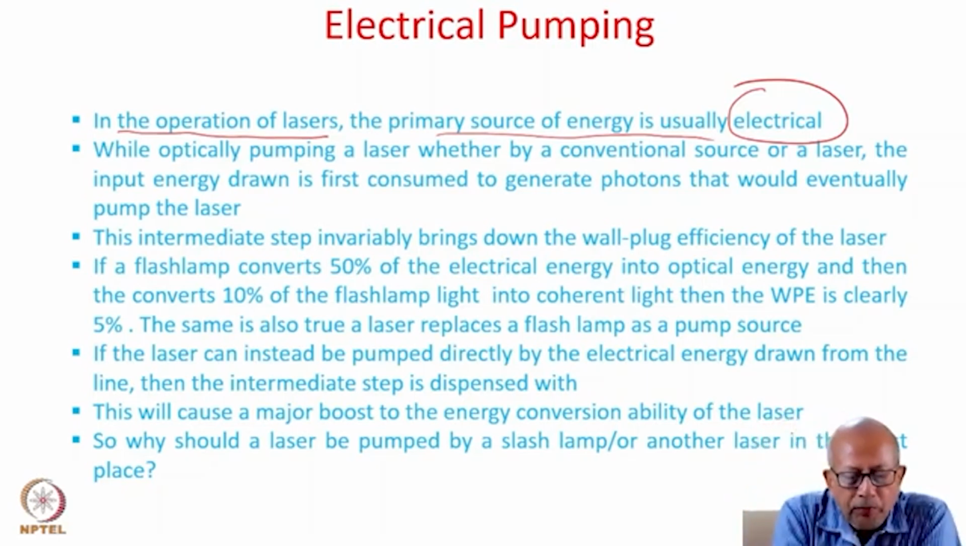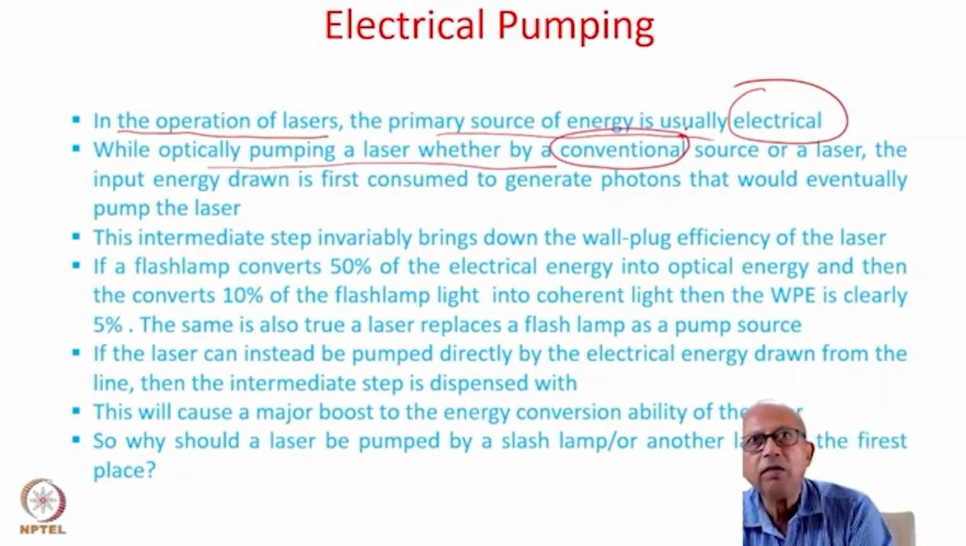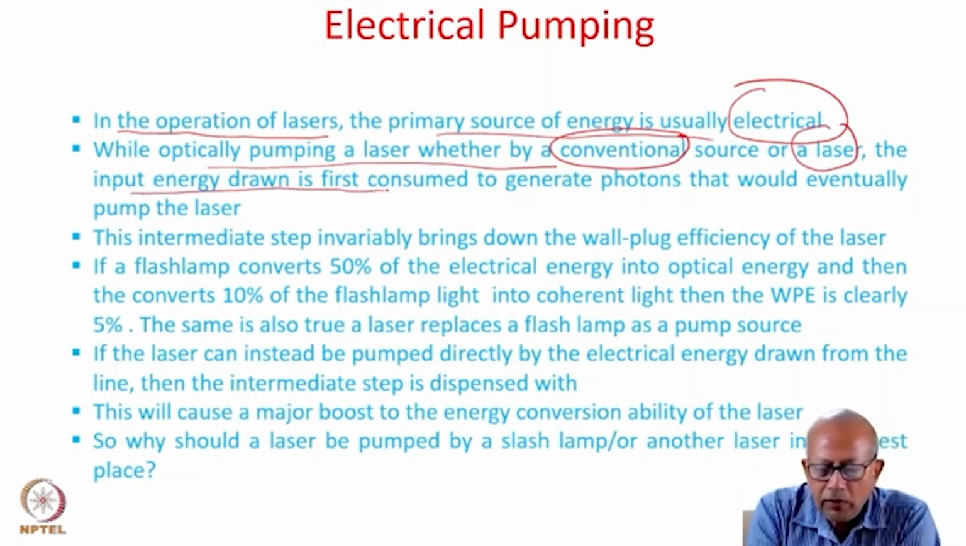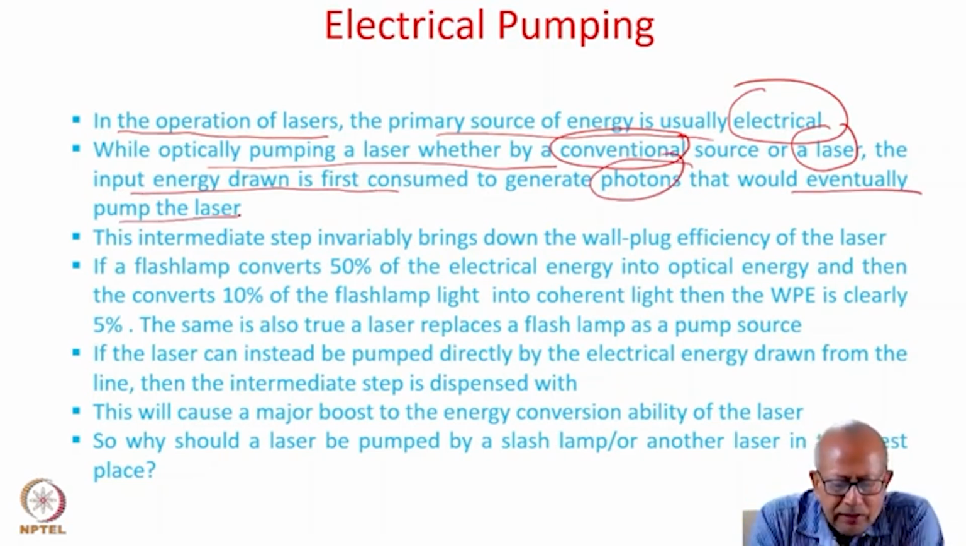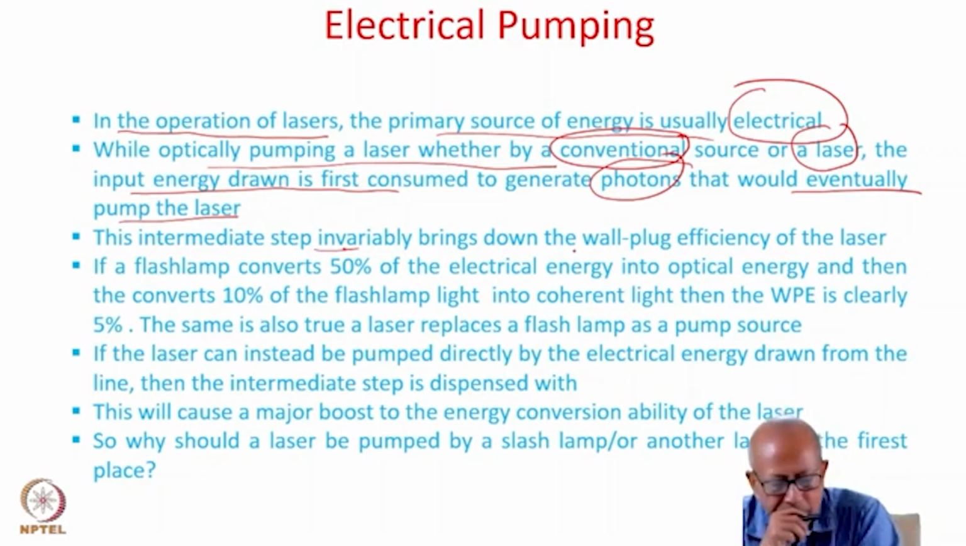Now, while optically pumping a laser, regardless of whether by a conventional source, that is a flash lamp or an arc lamp, or a laser, the input energy drawn is first consumed to generate photons that would eventually pump them. This intermediate step invariably brings down the wall plug efficiency of the laser.